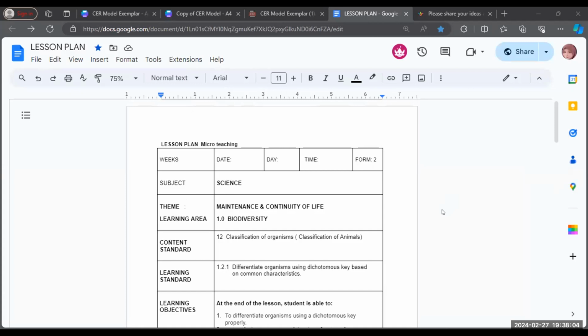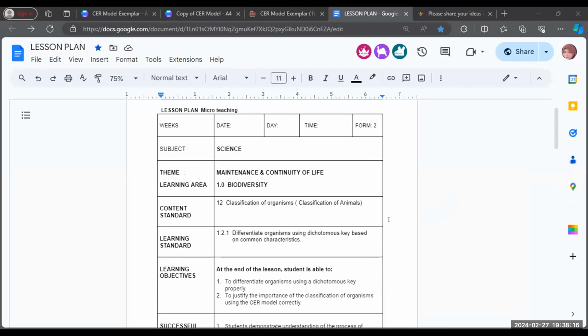So actually, this is the lesson plan for Malaysian teachers who are teaching the science subject. We are using the 5E lesson plan. I will do some demonstration with the title of biodiversity in science curricula, where the content standard is the classification of organisms, where we have to classify animals by using the dichotomous key. And the learning standard is to differentiate organisms using a dichotomous key based on common characteristics.